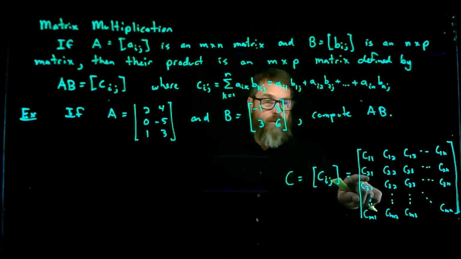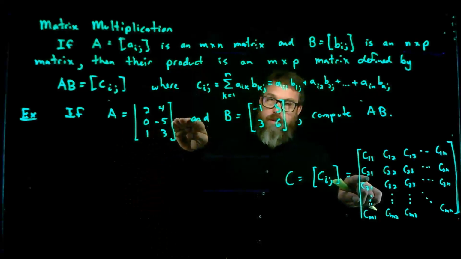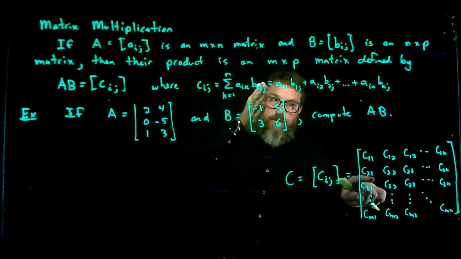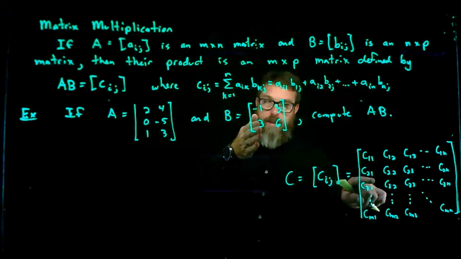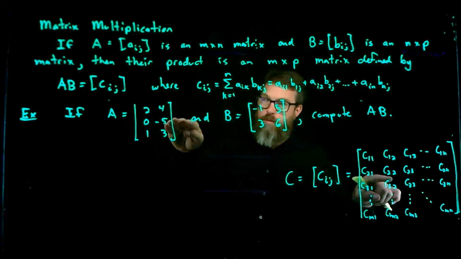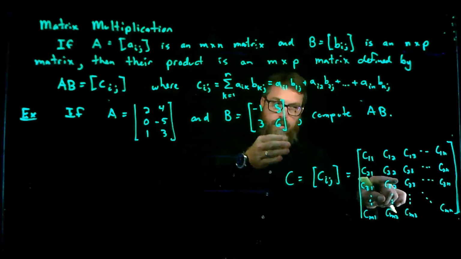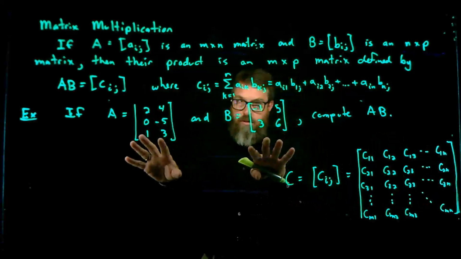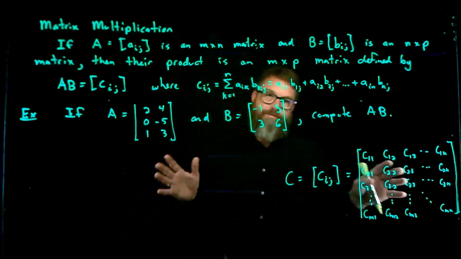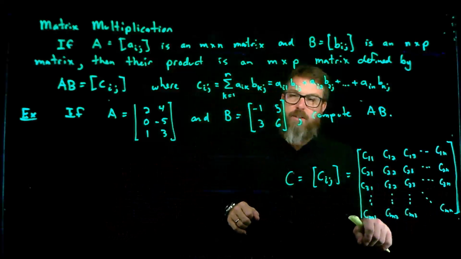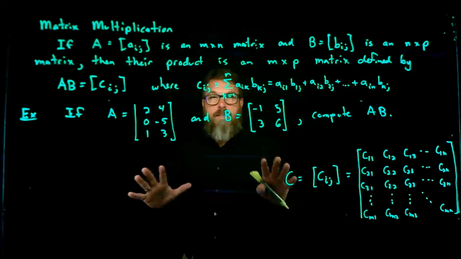So let's talk about this. If I want to find this entry, it's going to be the second row of matrix A times the first column of matrix B. This is going to be the second row of matrix A times the second column of matrix B. Now I've done an m by n matrix. These are smaller than that, or more specific than this. So let's see what happens here.